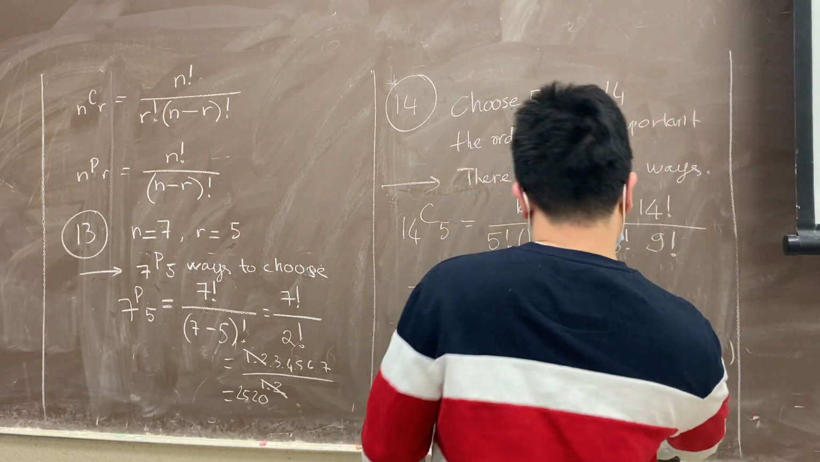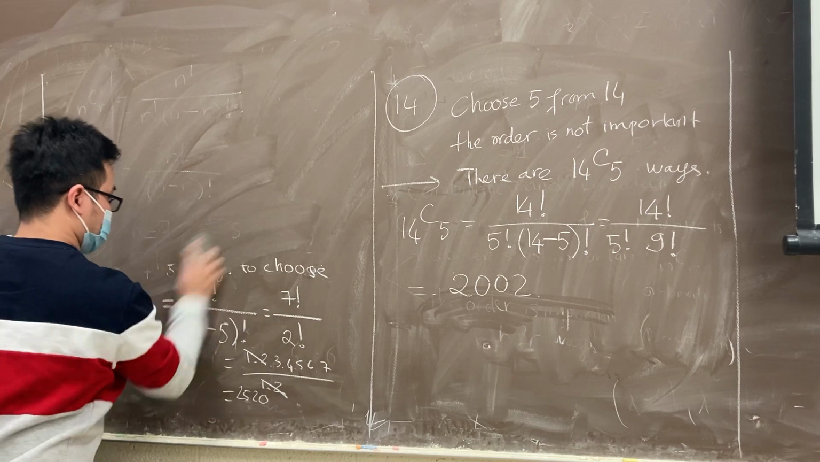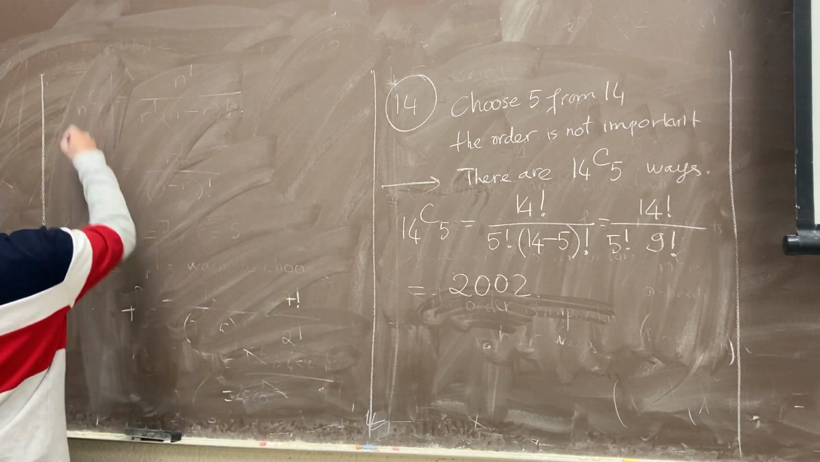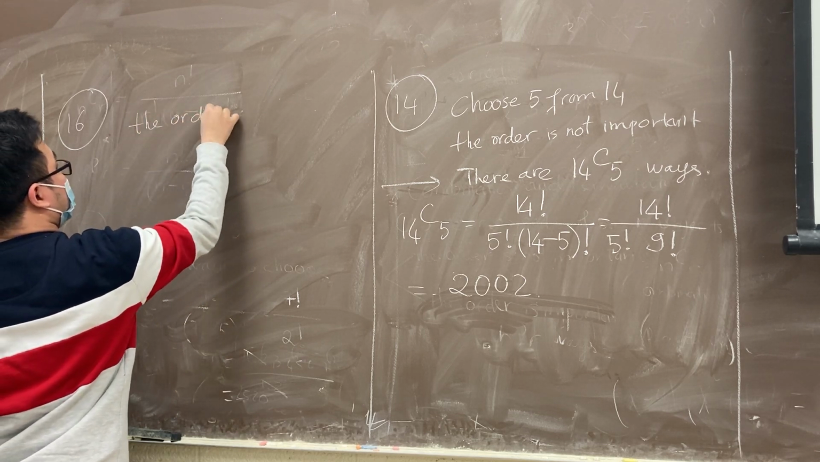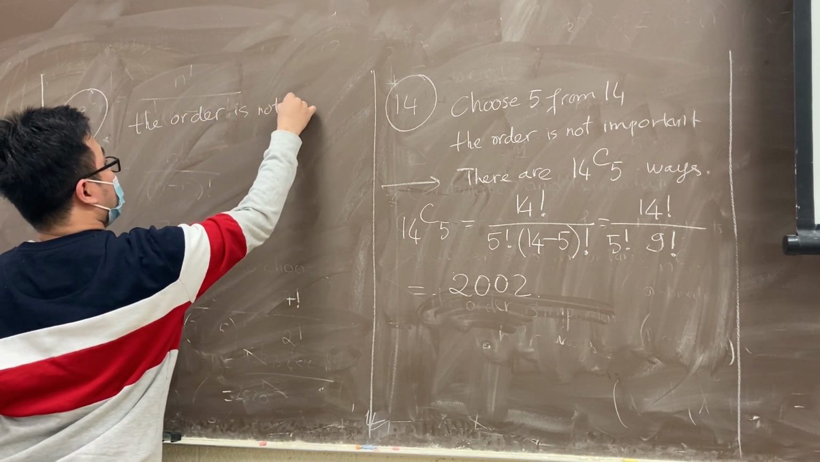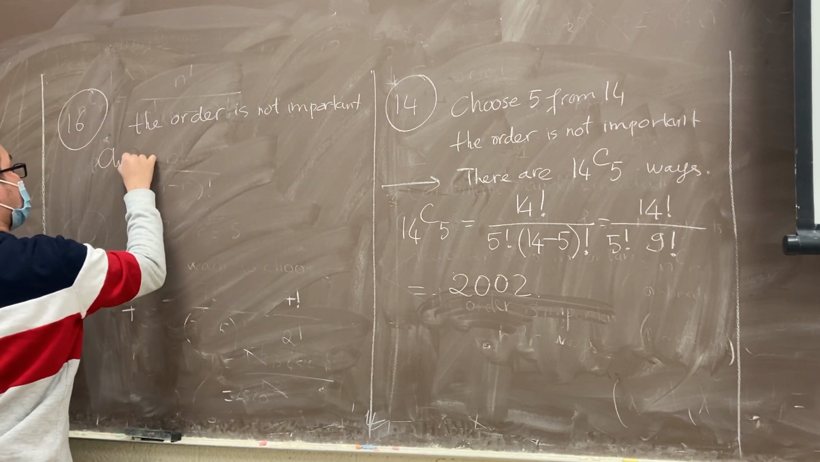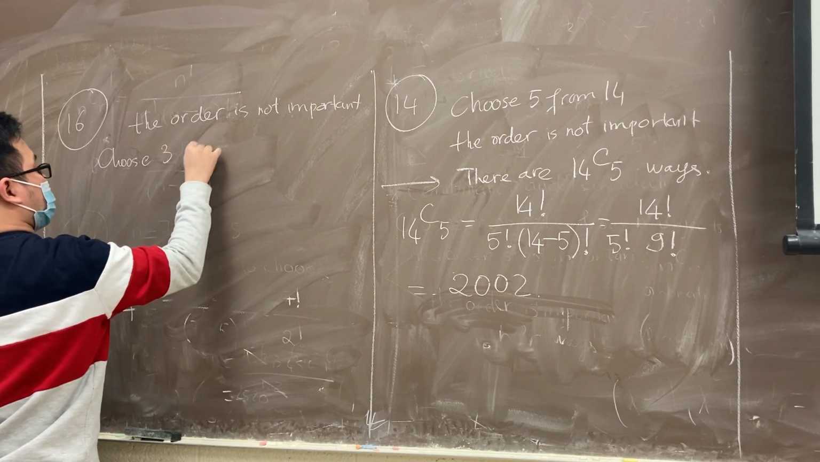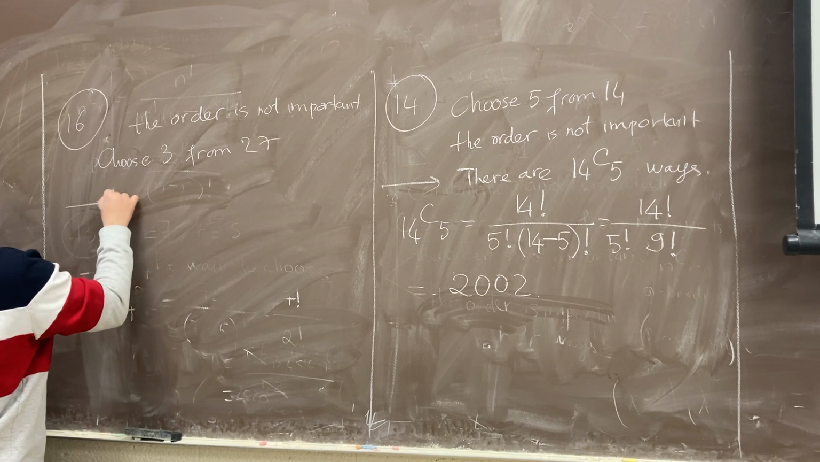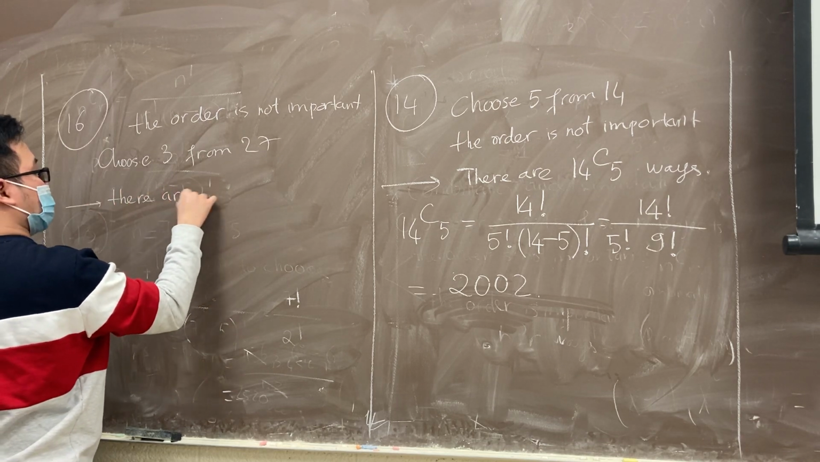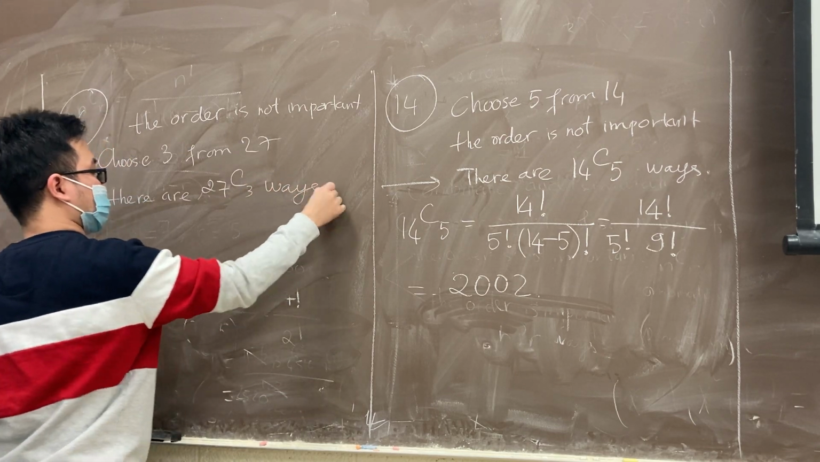So, okay, I will put some here. Because the order is not important, and the boss wants to choose 3 from 27, right? So there are 27C3 ways to do that, right?